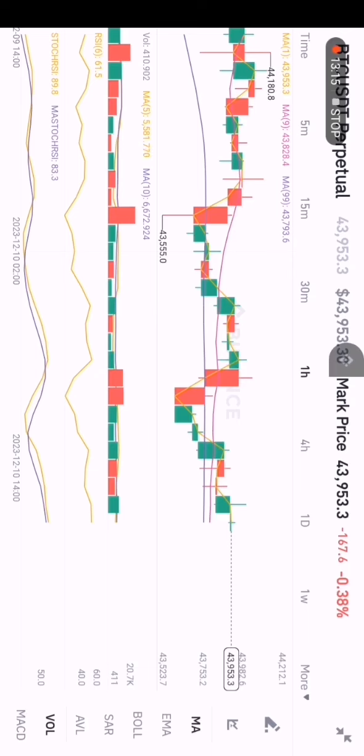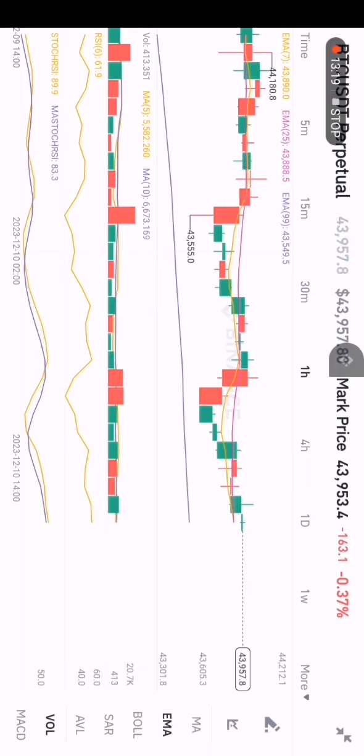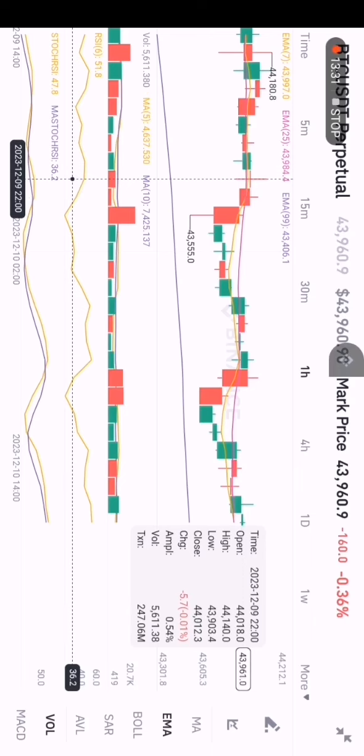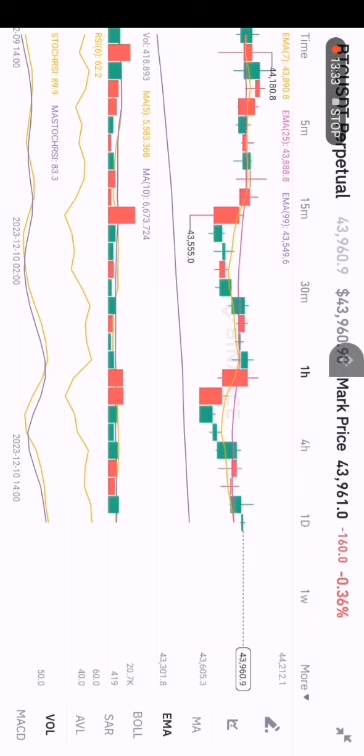Everything you are seeing right here on the chart gives a lot of information. When you know the proper chart to use, and how to use every tool that you have right here, then you'll be able to make a successful trade.